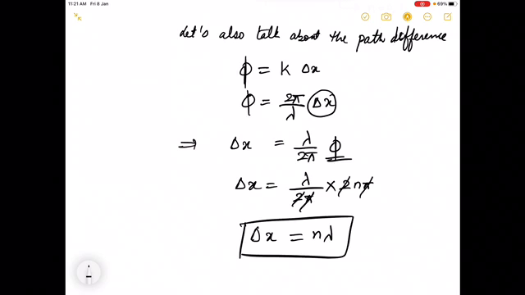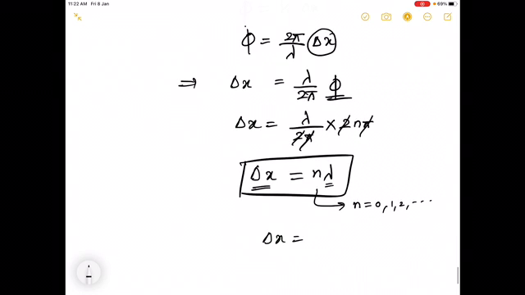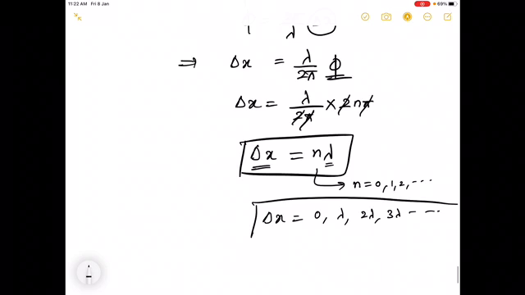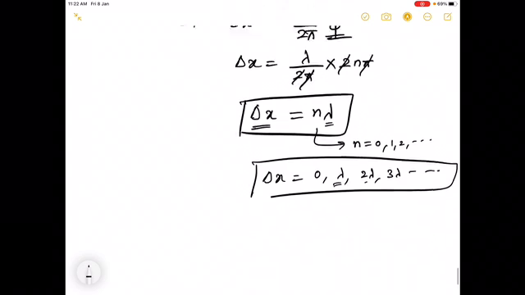Yes or no, right? So at this path difference, the value of n is again 0, 1, 2, right? So del x का value क्या क्या आएगा? It will come out to be 0, it will come out to be lambda, it will come out to be 2 lambda, 3 lambda, and so on. So when the path difference is lambda, 2 lambda, 3 lambda, at those places you will actually see a bright spot, right? I hope everybody agrees with me, right?